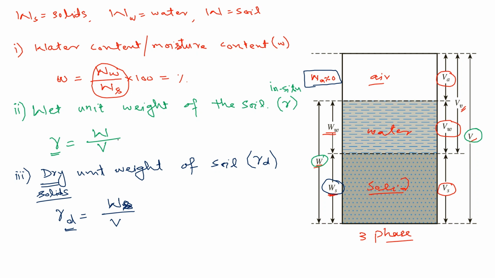So now our basic task of this video or this lecture is to derive the relation between gamma and gamma d. For this, I will write down the formula of gamma, that is equal to total weight of the soil sample divided by the total volume. So what is the total weight of the soil sample in form of components? This W comprises two components, weight of solids and weight of water. So you can write it as weight of solids plus weight of water divided by total volume of the soil.